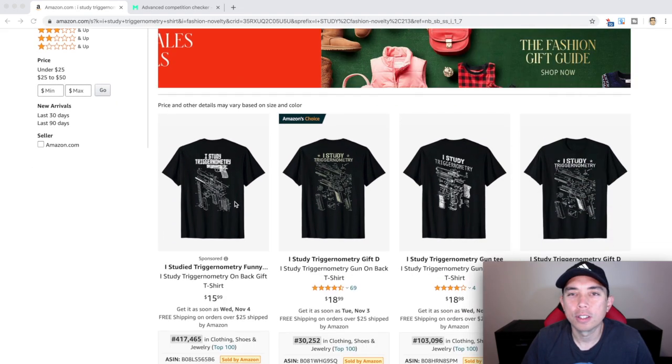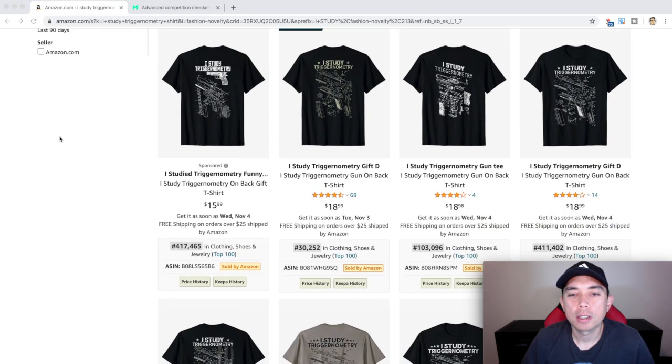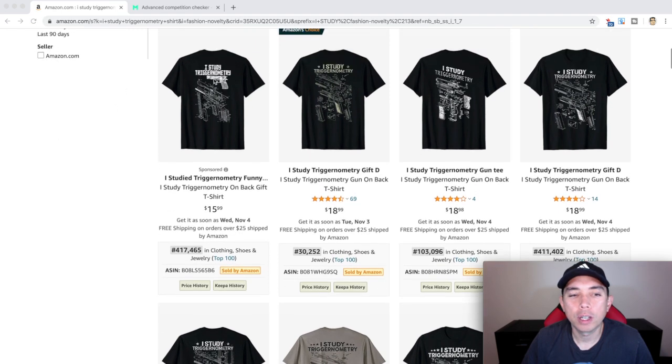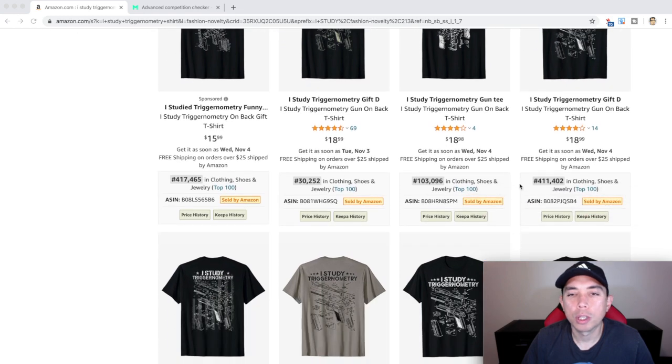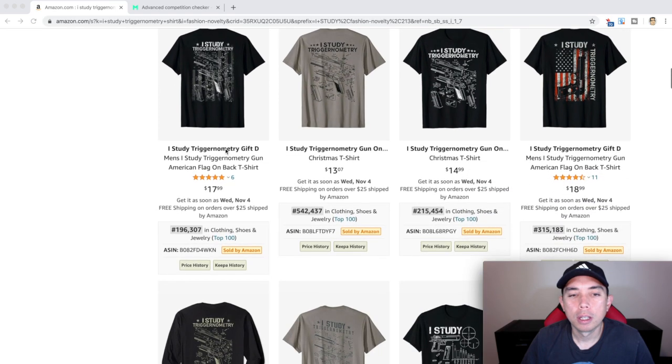So you can see here, this is a gun. This is a great present for those that actually love guns. I think this would be a great Christmas gift. It's a funny one. It's a play on words, a pun. And you can see the BSRs are really low right now. I'm going to guess that the BSRs are going to go even lower for Christmas.